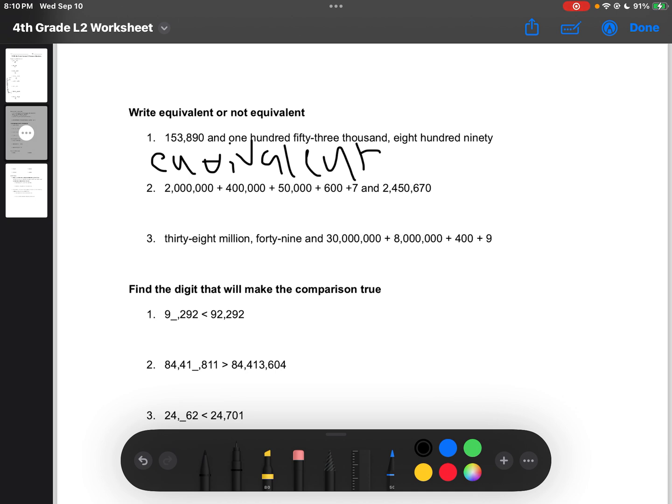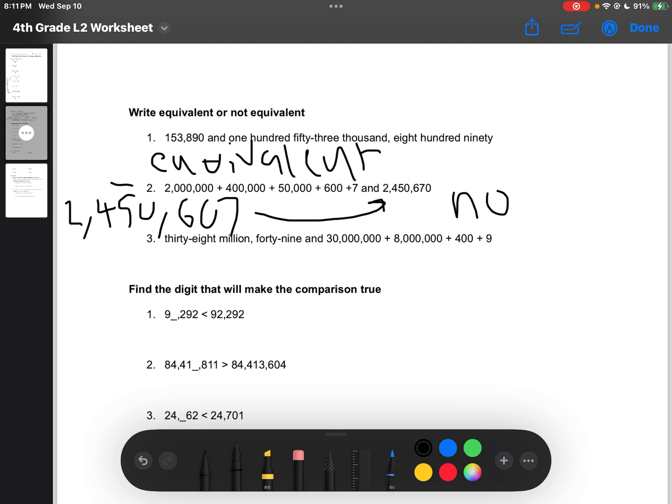Our number 2: 2 million plus 400,000 plus 50,000 plus 600 plus 7. Alright, let's change this to standard form. So it'll be 2,450,607. And we can see that these two numbers are not equivalent, so I'll just put no. Alright, number 3, 38,049 and 30 million plus 8 million plus 400 plus 9. This one, you guys could try on your own.